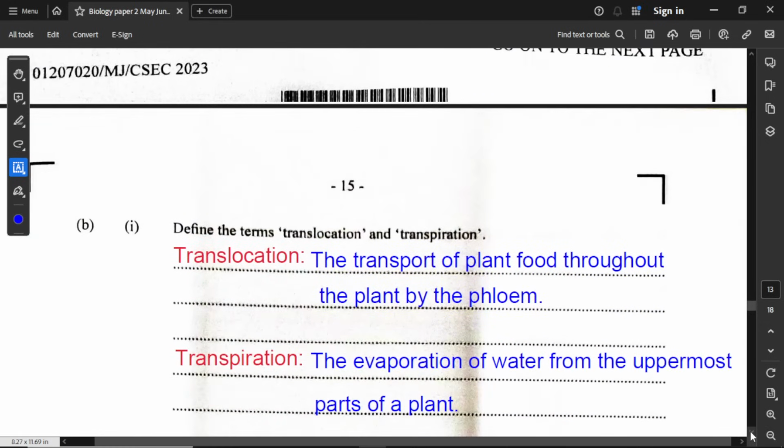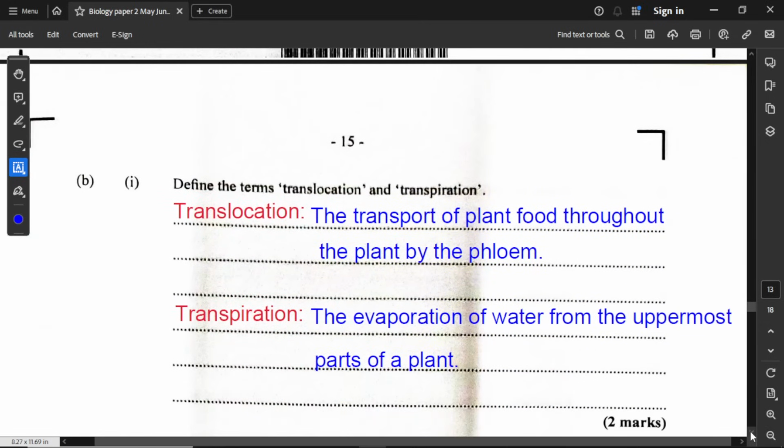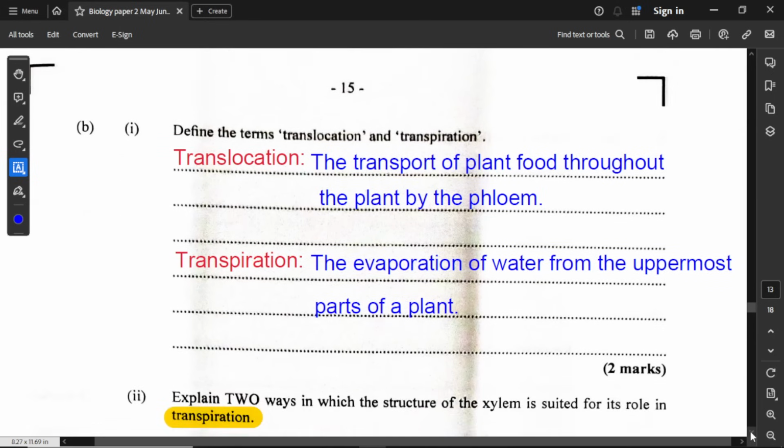Now, next question here, it said define the terms translocation and transpiration. And this paper is relatively easy. It asks a lot of definitions for some reason. Now, translocation is the transport of plant food through the plant by the phloem. And this plant food that I'm talking about is generally sucrose, okay? Sucrose, not glucose, sucrose, all right? Now, transpiration is evaporation of water. That's very important to mention. Transpiration is the evaporation of water from the uppermost parts of a plant. Generally, the leaves I'm talking about, right?